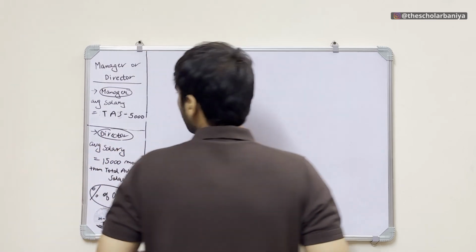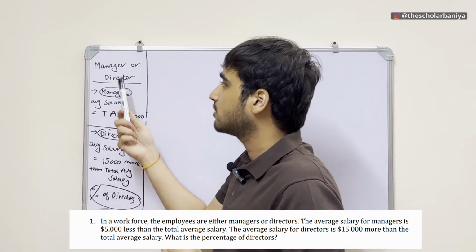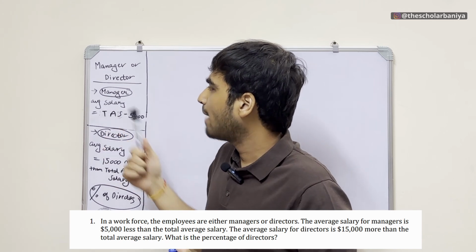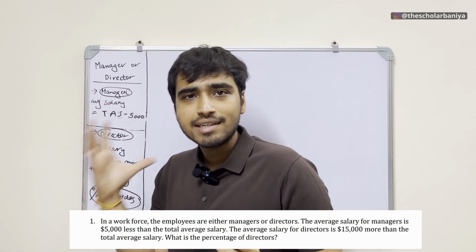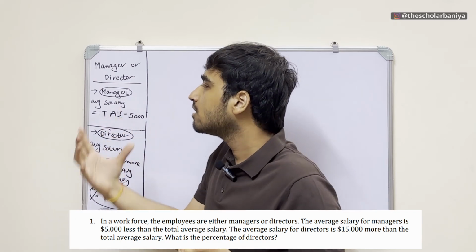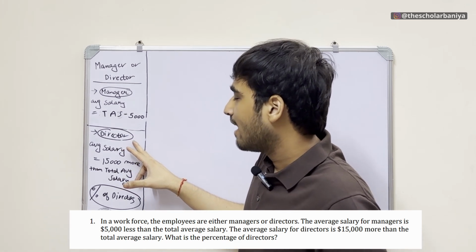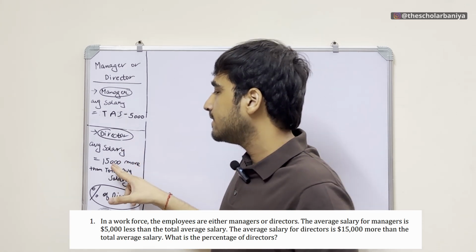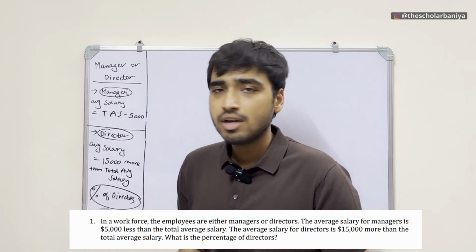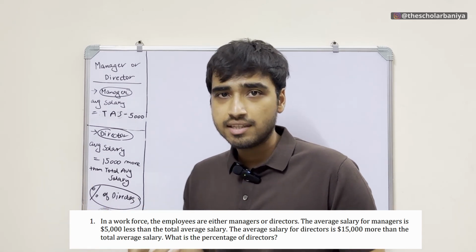Okay, so for the first question, we are given that there is an organization which consists of managers and directors. The average salary of a manager is equal to the total average salary minus 5,000, or you can say that the average salary of a manager is 5,000 less than the total average salary, and the director's average salary is equal to 15,000 more than the average salary of the entire organization, right? So we have to find out the percentage of directors present in the organization.